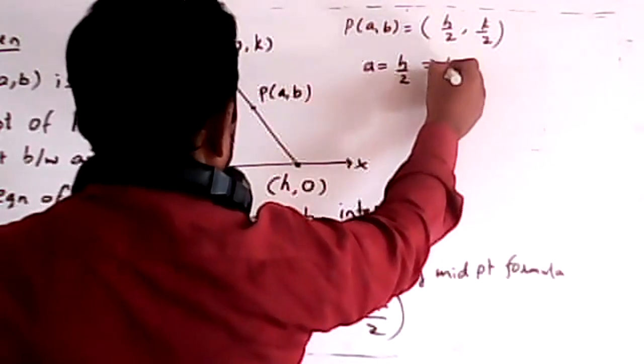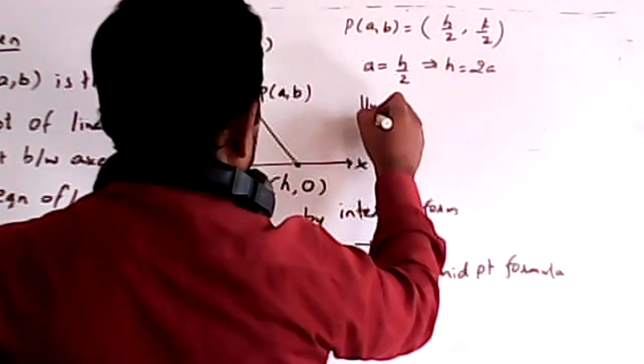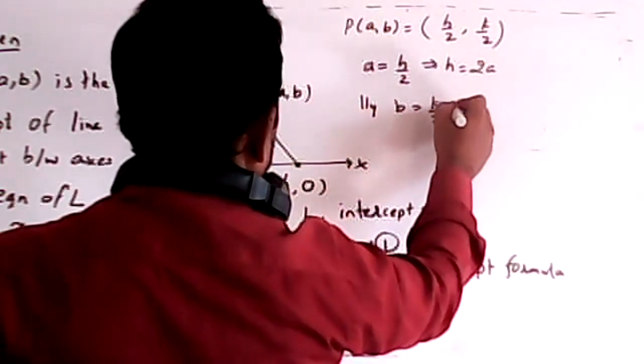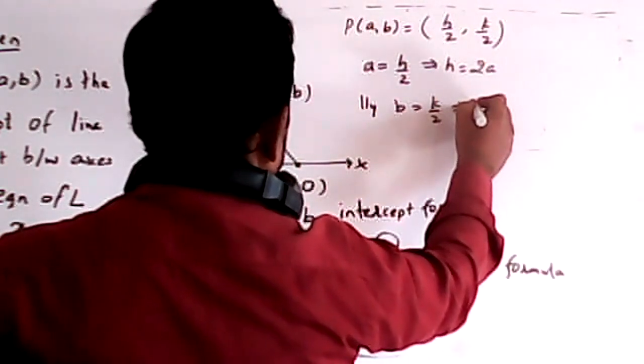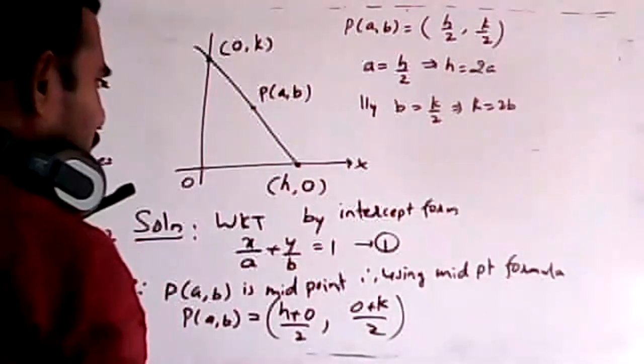This implies h is equal to 2 times a, correct? Similarly, b is equal to k by 2. This implies k is equal to 2b. Now you got all this, right?